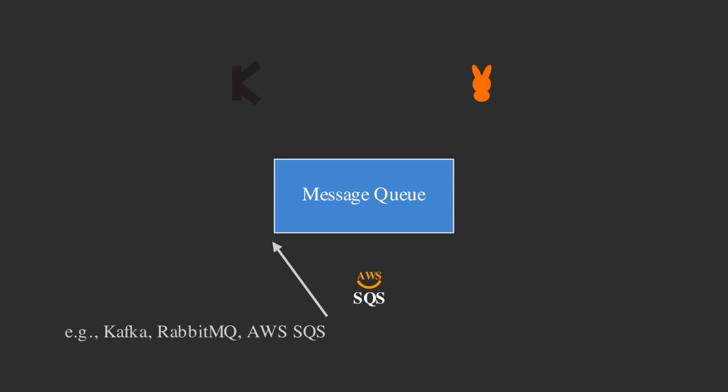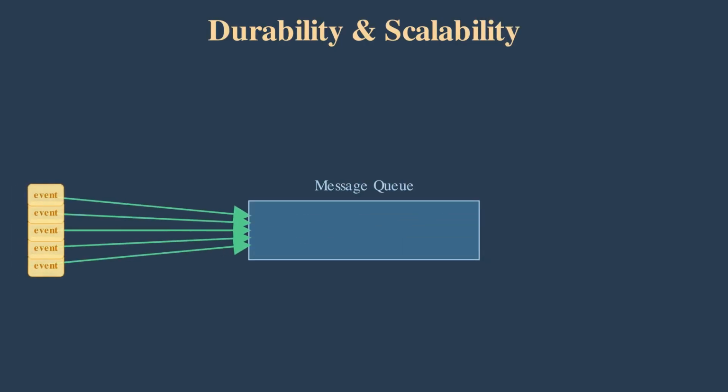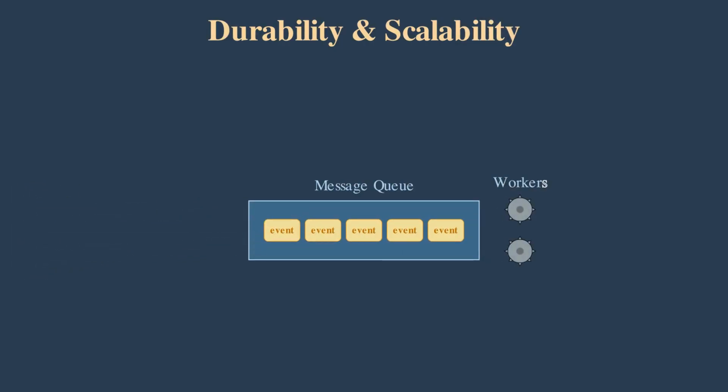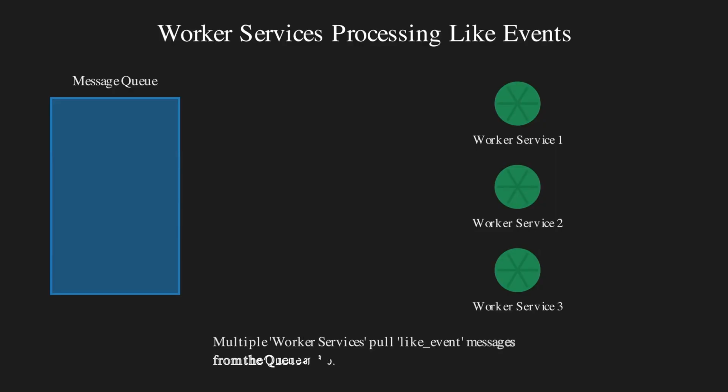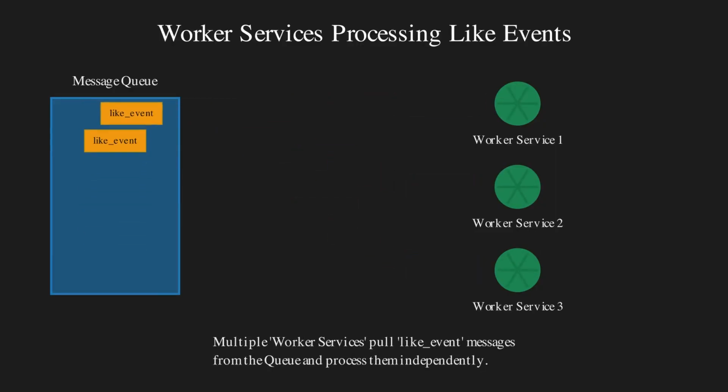This message queue could be a system like Kafka, RabbitMQ, or AWS SQS, among others. Message queues decouple systems. This allows the app server to respond very quickly to the user's initial action. Events are safely stored in the queue until they can be processed, and queues help handle massive spikes in traffic by buffering requests. Multiple worker services, running independently, consume these messages from the queue for actual processing.